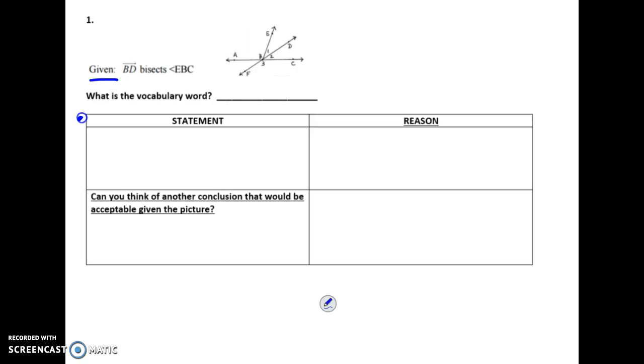So in this particular example, it says ray BD bisects angle EBC. So the second that you read that, you need to recognize that the vocabulary word is angle bisector. And when you have a vocabulary word, you are automatically going to be able to come up with some sort of conclusion. The conclusion that you're going to come up with is based on the definition of angle bisector.